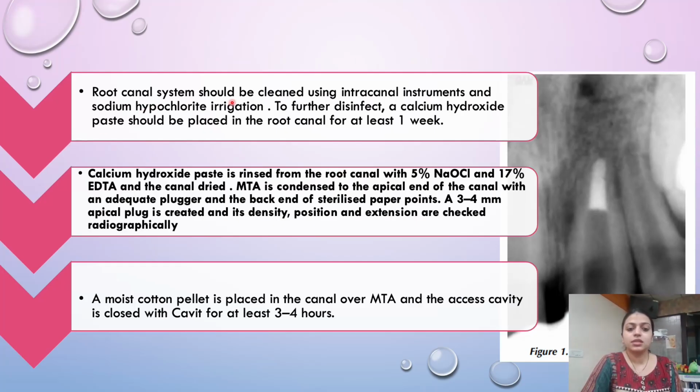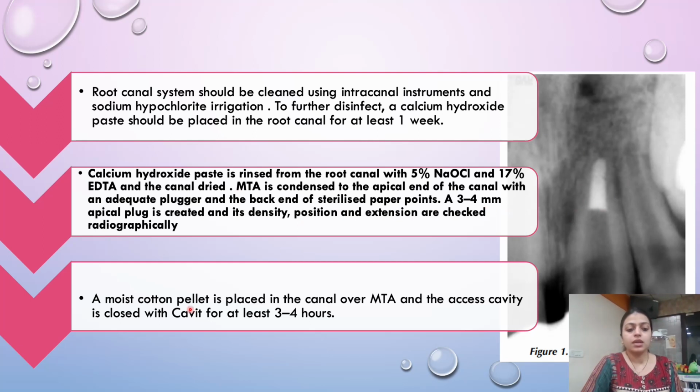See, the root canal system is thoroughly cleaned using intracanal instruments and sodium hypochlorite irrigation. Then to further disinfect, calcium hydroxide is placed for at least 1 week. Then the calcium hydroxide paste is later rinsed from the root canal, again using 5% sodium hypochlorite and 17% EDTA, and the canal is dried. Then MTA is condensed to the apical end of the canal with an adequate plugger or the back end of a sterilized paper point can be used, and then a 3 to 4 mm MTA plug is left over there.